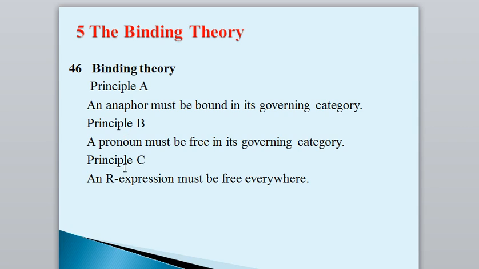And Principle C says that an R-expression, the proper names like Poirot and some other names, must be free everywhere. They don't need an antecedent in any place in the sentence. It means that we cannot co-index the R-expression with any words in the sentence. So these are the principles of binding theory, and this is the summary of the binding theory.